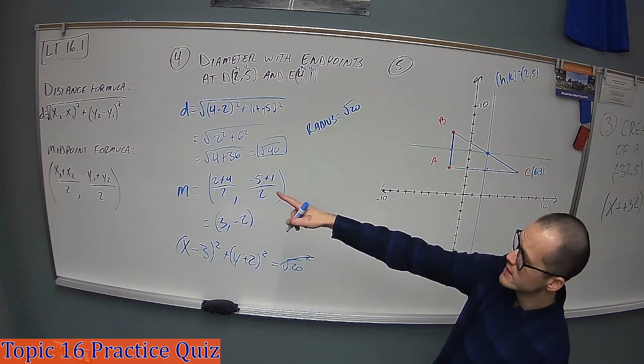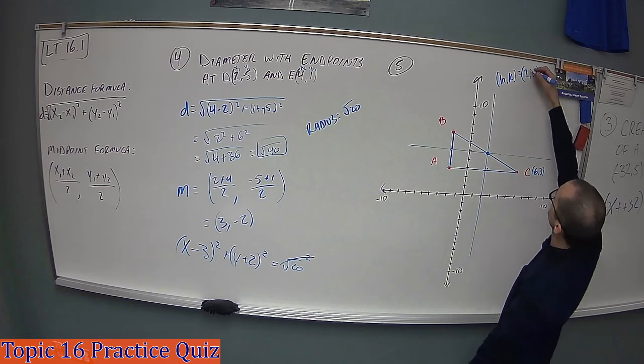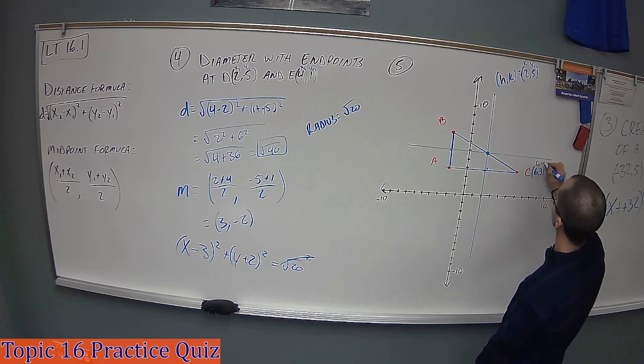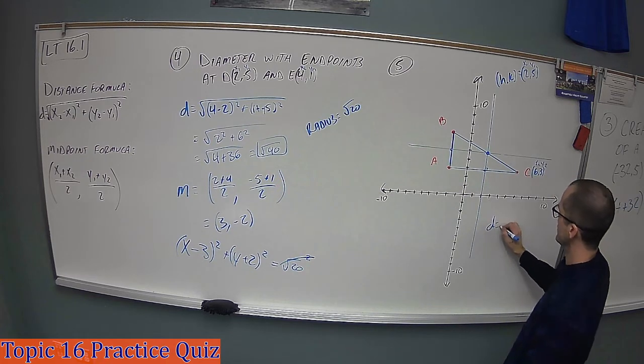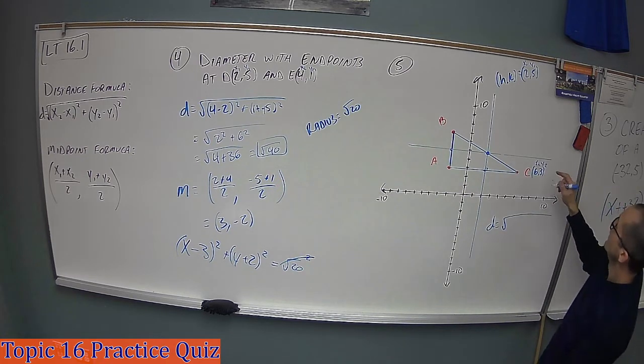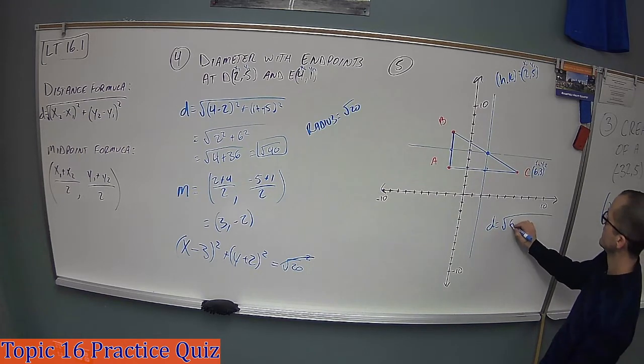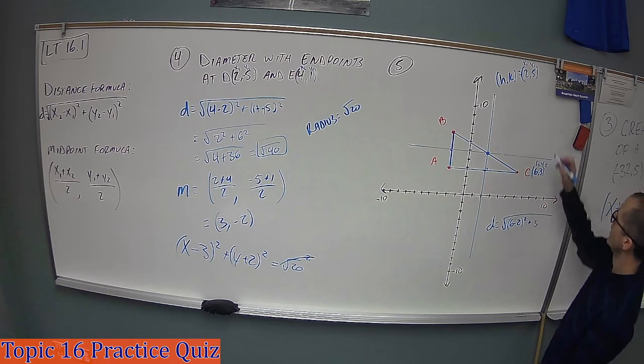So I'm using the distance formula yet again. I'm going to label this x1, y1, x2, y2. Distance equals square root of x2 minus x1. So that's 6 minus 2 squared plus 3 minus 5 squared.